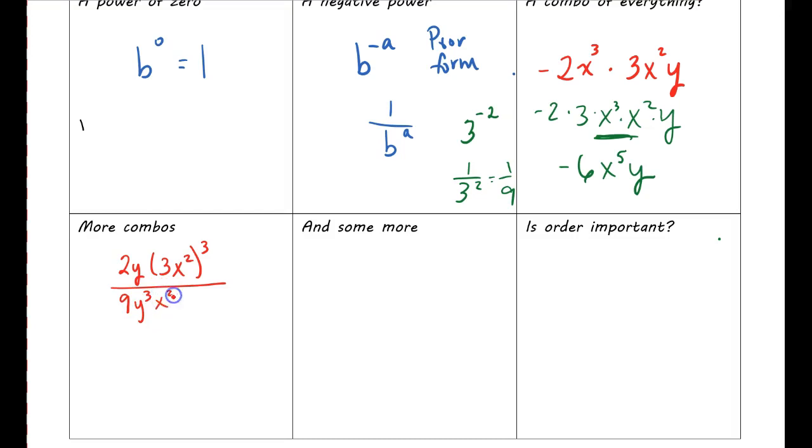X squared. I don't know, something like that. Actually, no, I'm going to make that like an x to the... No, that's good. X squared. Wow, I'm so indecisive. Okay, so here we go.